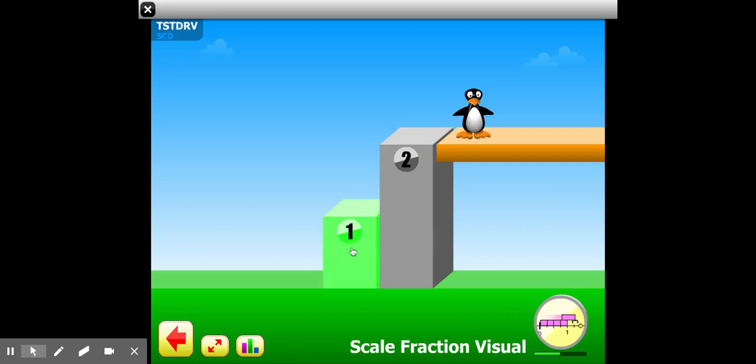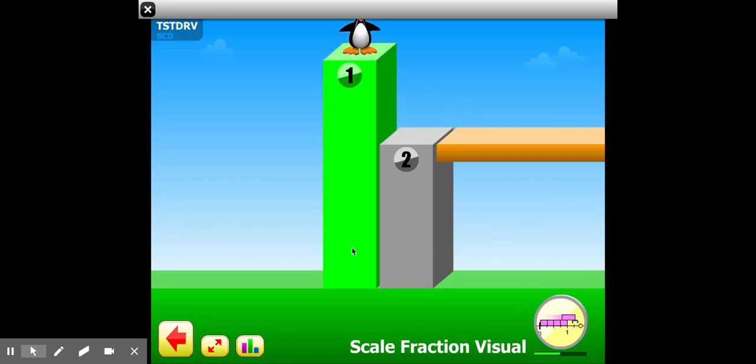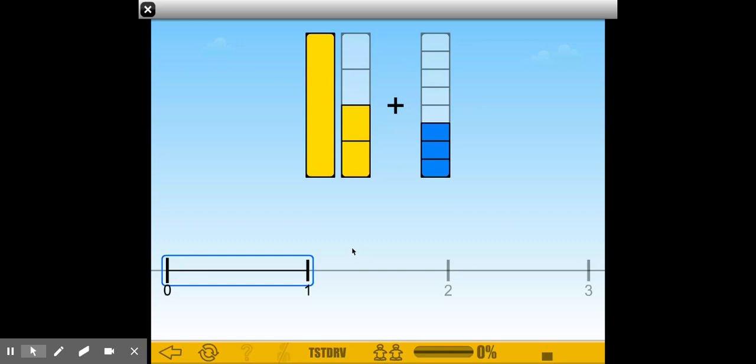This is the scale fraction visual, level 1. So in this level, it's asking you to add and subtract fractions with like and unlike denominators. So what that means is we need to convert both fractions so that they have the same denominator. In this case, we're looking at 1 2/4 plus 3/8.